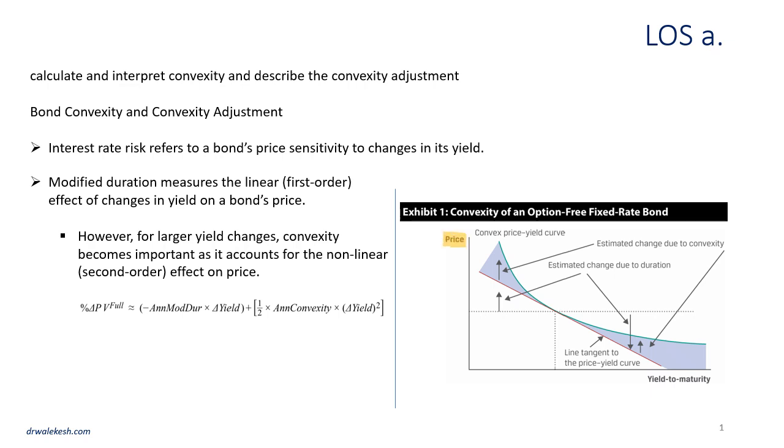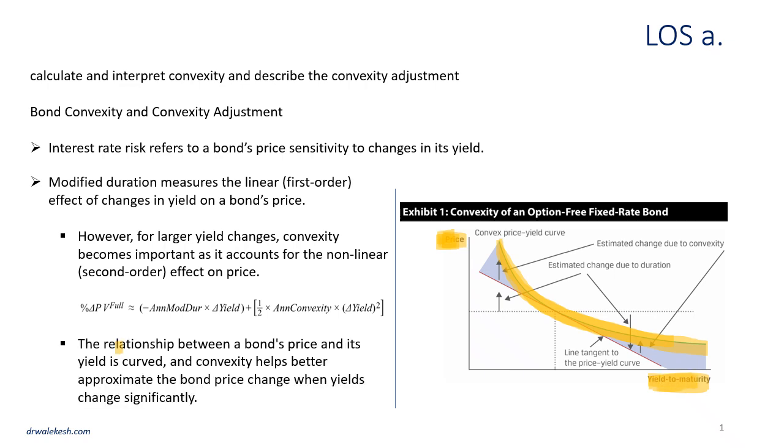So the relationship between price and yield is actually this effect, this curvature shows the relationship between price and yield. So the relationship between a bond's price and its YTM is curved. Convexity helps better approximate the bond price change when YTM changes significantly. And that is still referring to these larger yield changes.